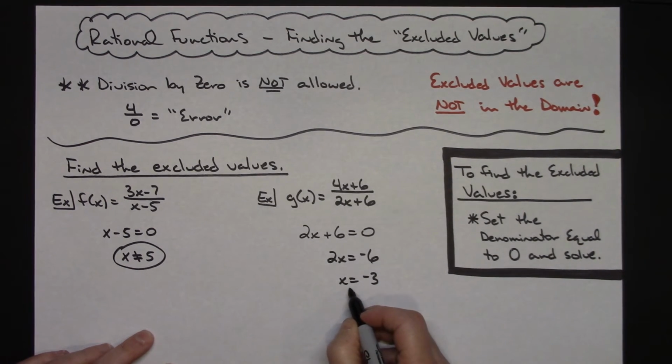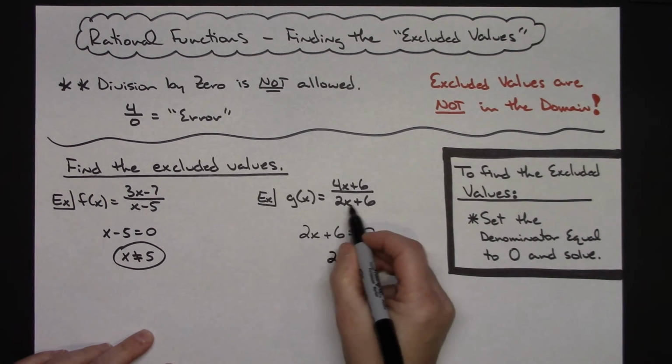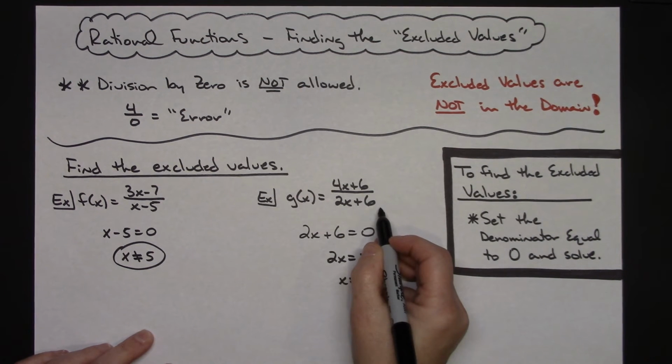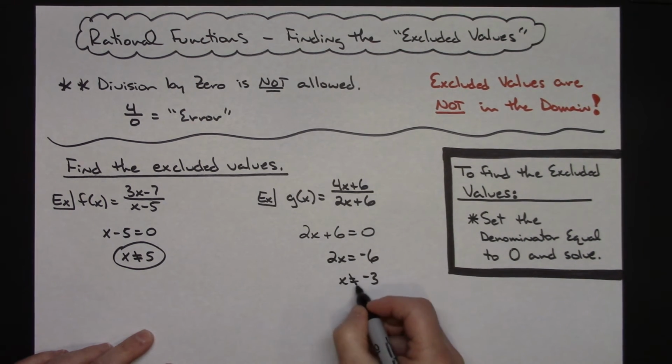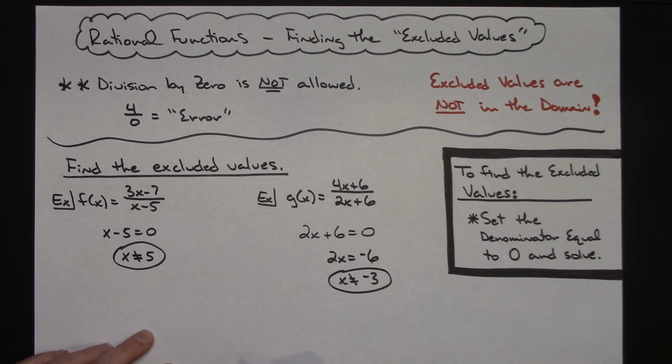If I let x equal negative 3, then putting that back in, that would give me a denominator of 0, which I don't want. So my excluded value is: x cannot equal negative 3 in this example.